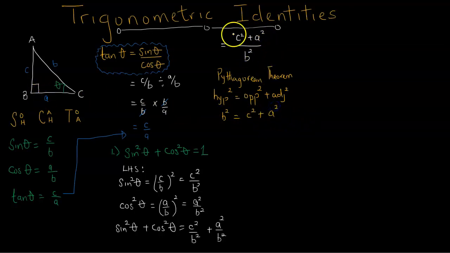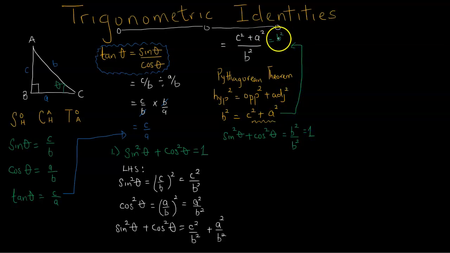And we can see here at the top that we've got c squared plus a squared, which has the value of b squared. Therefore, I can conclude that sine squared theta plus cos squared theta, which we found to be c squared plus a squared over b squared, is equal to b squared over b squared, and this is equal to 1. Therefore, we can conclude that sine squared theta plus cos squared theta is always going to give 1.